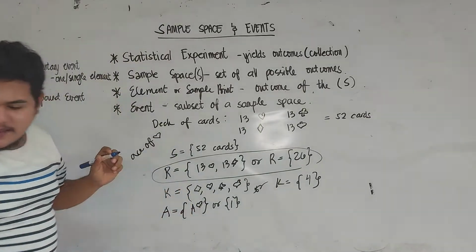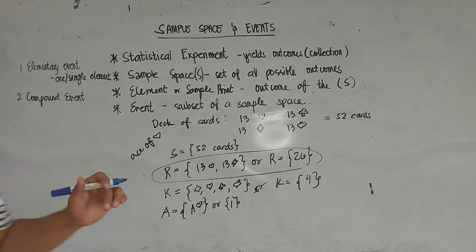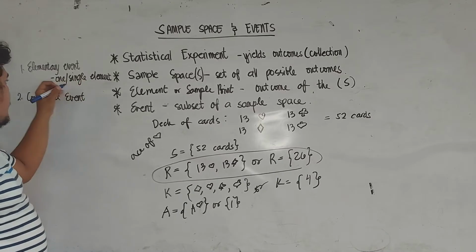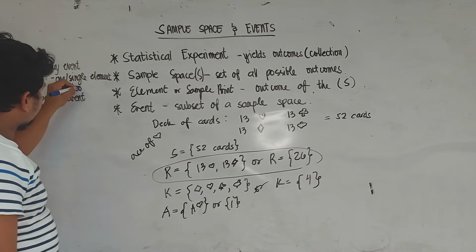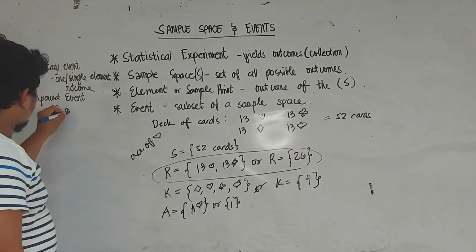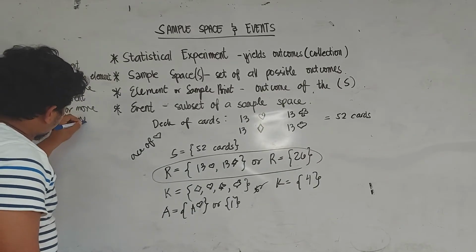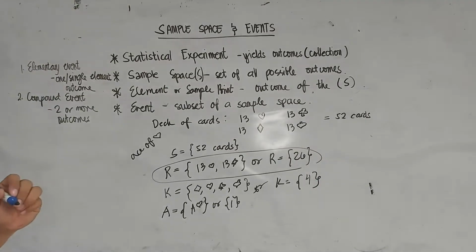A compound event is 2 or more outcomes. Kung ganina, elementary event kay one or single element outcome. Karon, 2 or more outcomes. So 2 or more outcomes.